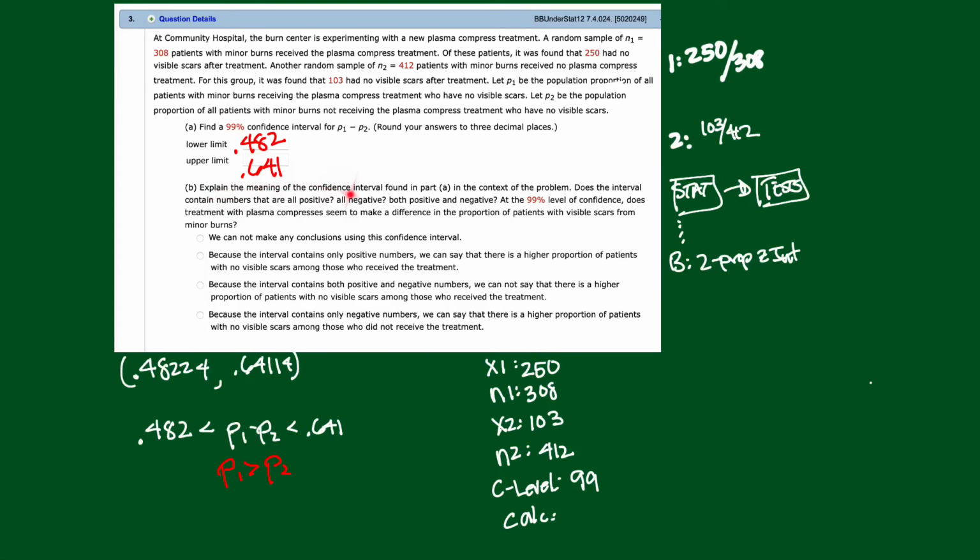So part B says, explain the meaning of this confidence interval. All right, so let's see, what do we have? We cannot make any conclusions. I think we can, right? Because this proportion is probably going to be bigger than this proportion. So let's say, because the interval contains only positive numbers, we can say there's a higher proportion of patients with no visible scars among those who received the treatment. Yeah, these are people who received the treatment, and this proportion is higher than these. What is this one here? Both positive and negative? That's not true, and this is only negative. So this is going to be our conclusion right here.